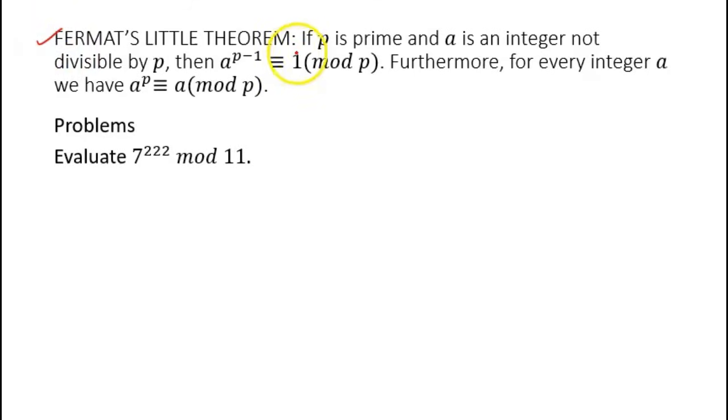What is the statement? If p is prime, I highlight it, p is prime and a is an integer not divisible by p, then a to the power p minus 1 is congruent to 1 mod p. This can also be written as a to the power p is congruent to a mod p.